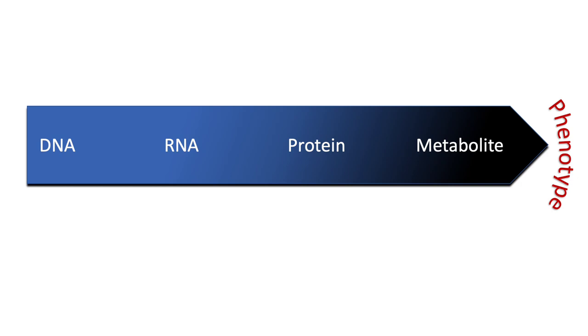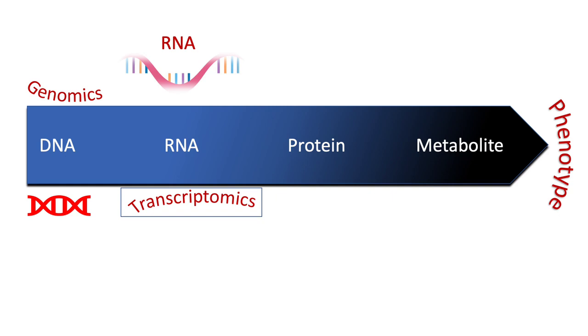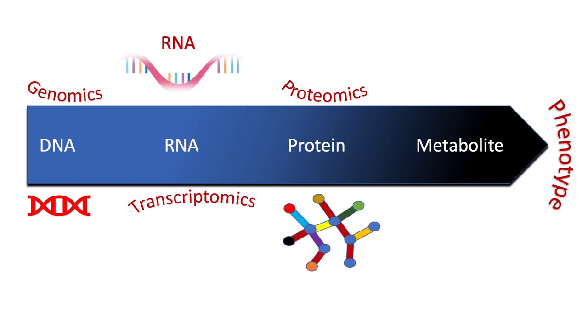Let's have a look at this scale to further understand the metabolome. At first, we have DNA, which contains all the genomic information of an organism, and the study related to the genome is called genomics. Then, after DNA, comes the process of transcription, and the transcriptome is basically defined as all the RNA content of a cell, and the study of the transcriptome is called transcriptomics. Then, after transcription, comes the process of translation in which proteins are made. The study related to these kinds of activities is called proteomics.